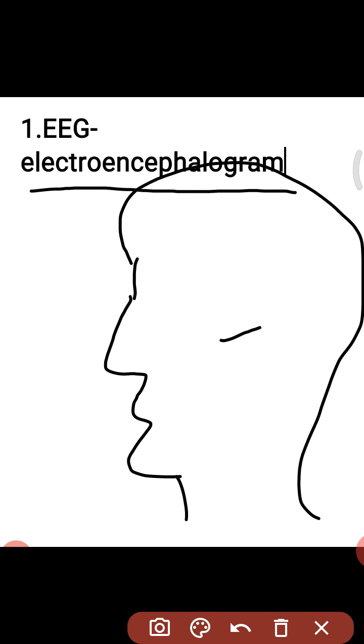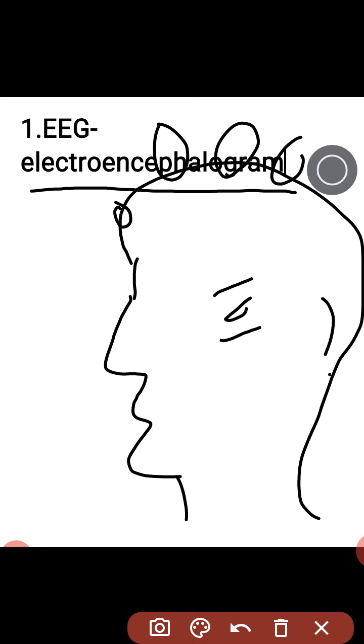To interface, different electrodes are used: one electrode connected here, a second electrode, a third electrode, a fourth electrode, and a fifth electrode. These are the different electrodes we need to connect at different positions.